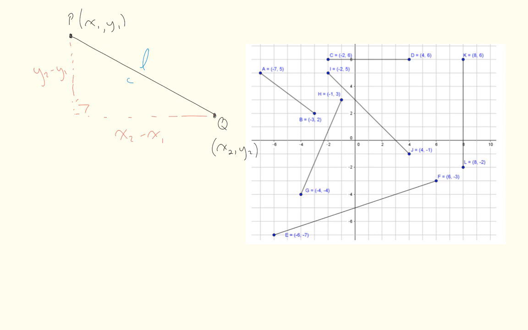So if we call this C, A, and B, we know, of course, that C squared will equal A squared plus B squared. Well, what's C in this case? It's our length, so it's going to be L squared. What's A? It's x2 minus x1. So x2 minus x1 squared plus the B squared, which in this case is y2 minus y1 squared.